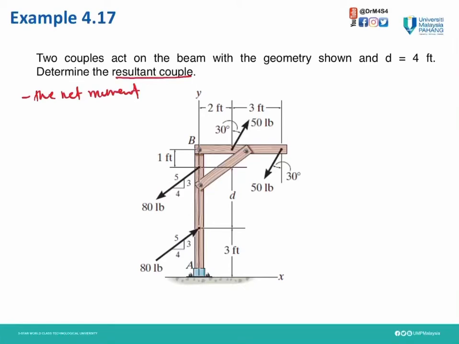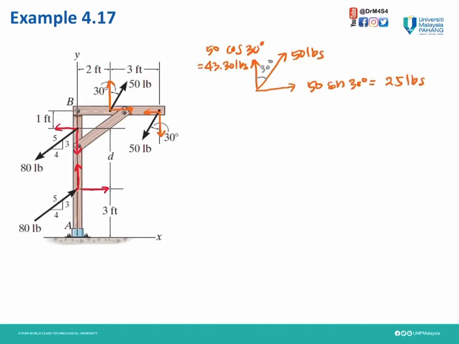Next, let's move to example 4.17. For this beam as shown, the D given is 4 feet. We need to determine the resultant couple, or the net moment. As you can see, for this case, we have a couple of forces where we have 50 pounds and we have 80 pounds.